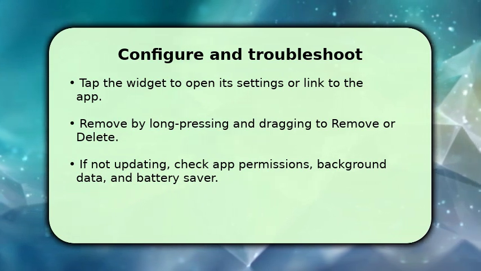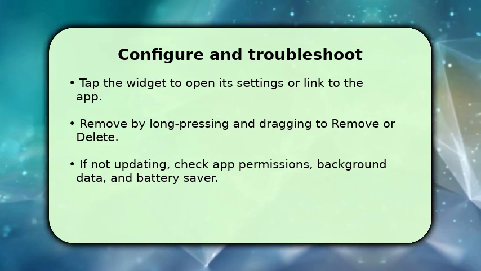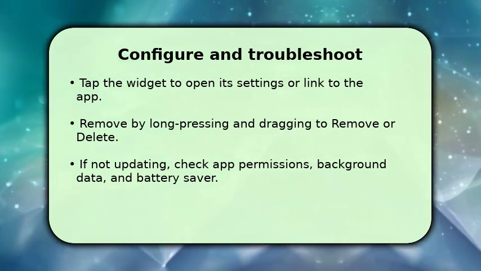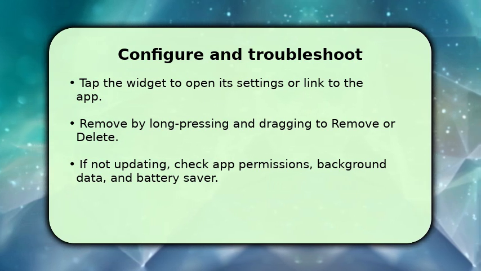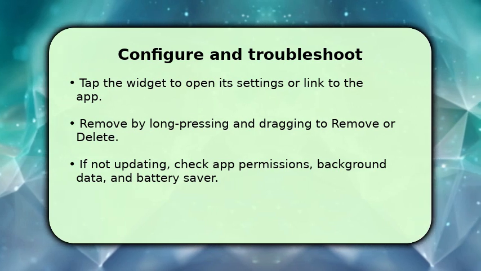That frees space quickly. If a widget isn't updating, check app permissions, background data, and battery saver settings because these often block refresh. Also restart the phone to clear temporary glitches. This solves most display and update problems fast.